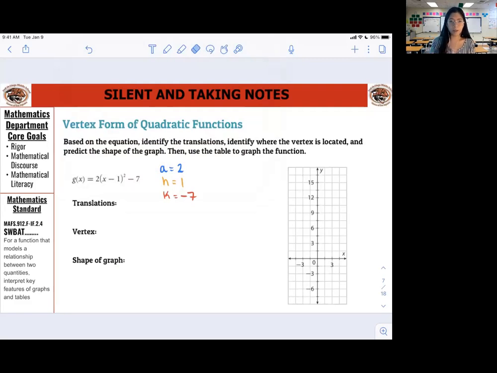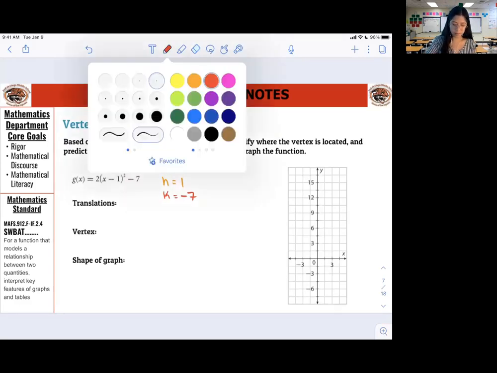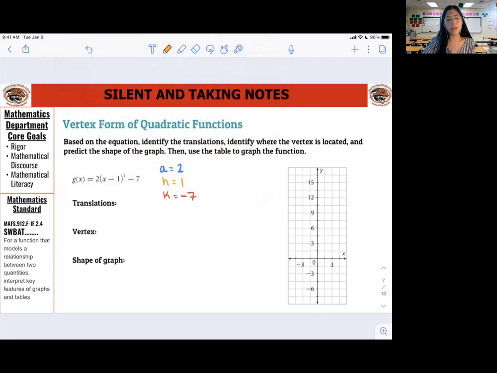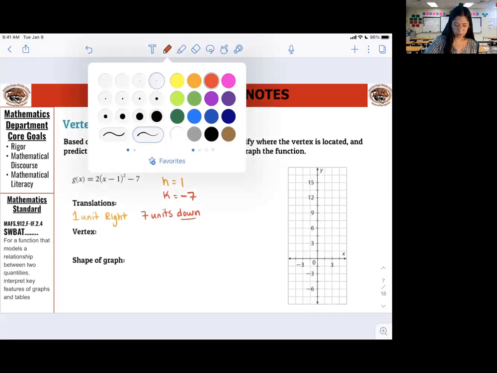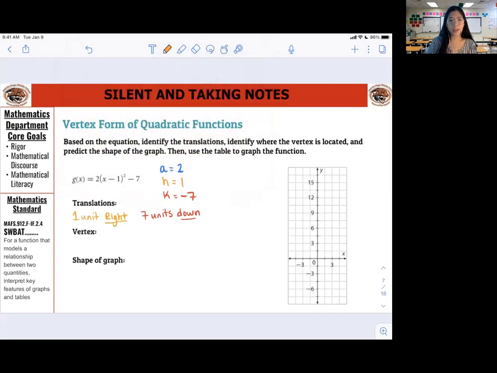Okay, so now those are all my values. So let's talk about what happens to the graph. What type of translations are going to happen? If h equals 1, what does that do? To the right 1 unit. And if k is -7, what's happening there? Down. 7 units down. So it goes 1 unit to the right and 7 units down.